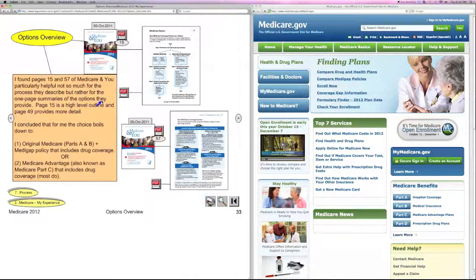Then I narrowed options that I wanted to look at, and particularly used this Medicare and You book, page 15 of that, and page 57 of that were really helpful in narrowing down the choices, and I narrowed them down to 2: Original Medicare, Parts A and B with Medigap coverage, and then Medicare Advantage were the ones I was going to be looking at.